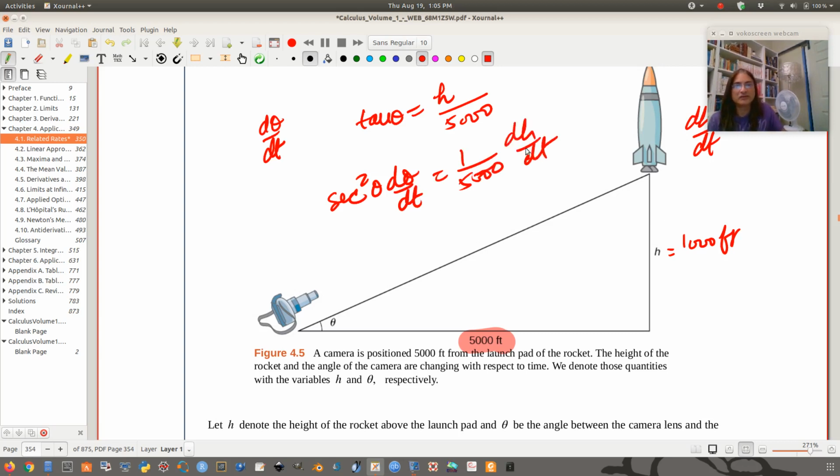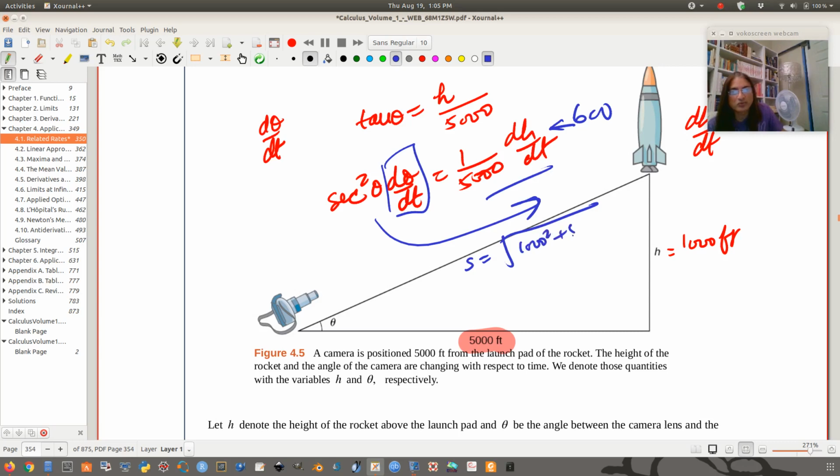dh over dt is also given. This is 600. So the only thing we need to find is secant squared theta, because d theta over dt will be this whole thing divided by secant squared theta. And secant squared theta is easy because we can find the hypotenuse here, which is the square root of 1,000 squared plus 5,000 squared. And once we know s, we know secant theta is s divided by 5,000, right? And you plug in and you get the answer.